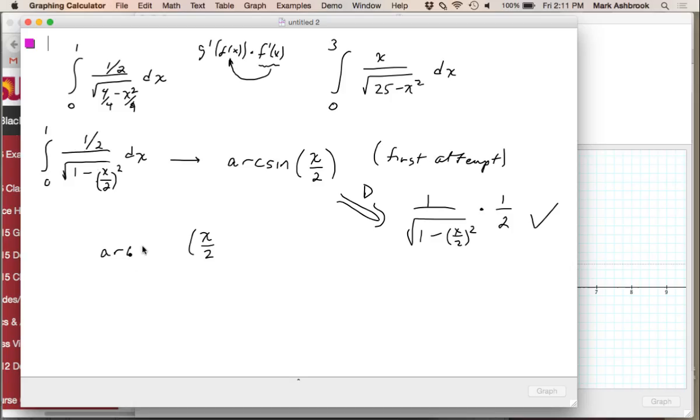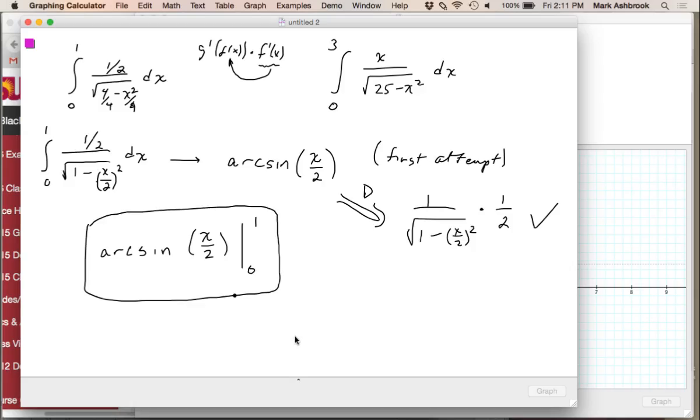Okay, did I lose you? Ask me if I lost you. So arc sine of 1/2 minus arc sine of 0. And what is arc sine of 1/2? Is that pi over 6? Arc sine of 1/2 is pi over 6. Arc sine of 0 is 0. So if I finish it, we get pi over 6.